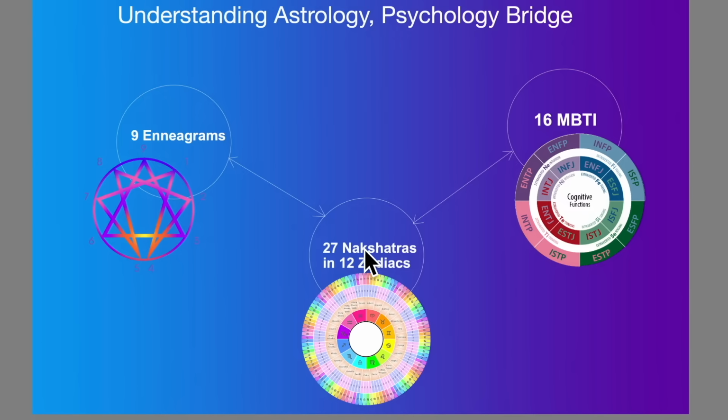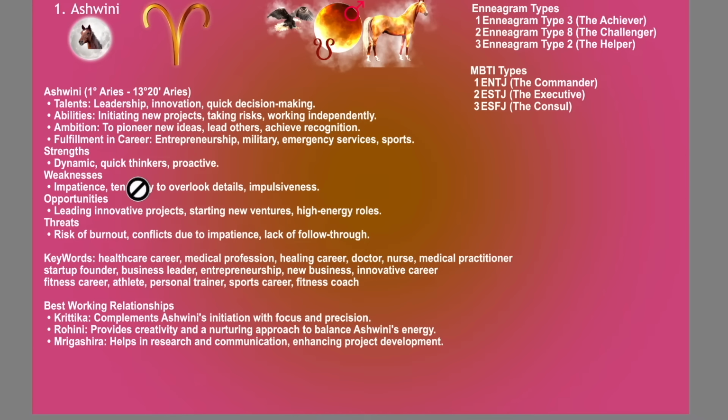So there'll be basically 27 videos. This is the introduction part of every video. And how we are going to cover that is by taking a standard format. This is for Ashwini Nakshatra, for example, where we are going to discuss the talents, abilities, ambition, and fulfillment in career first. Then we are going to do some SWOT analysis, strengths, weaknesses, opportunities, and threats to each from a personality perspective. Then we are going to have some keywords which discuss the different career possibilities for such nakshatras, especially if it's the Lord of the D1 or the D10.